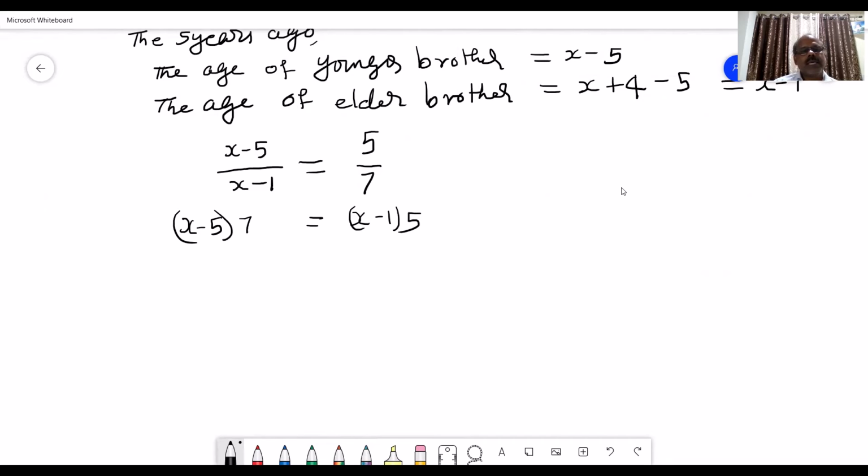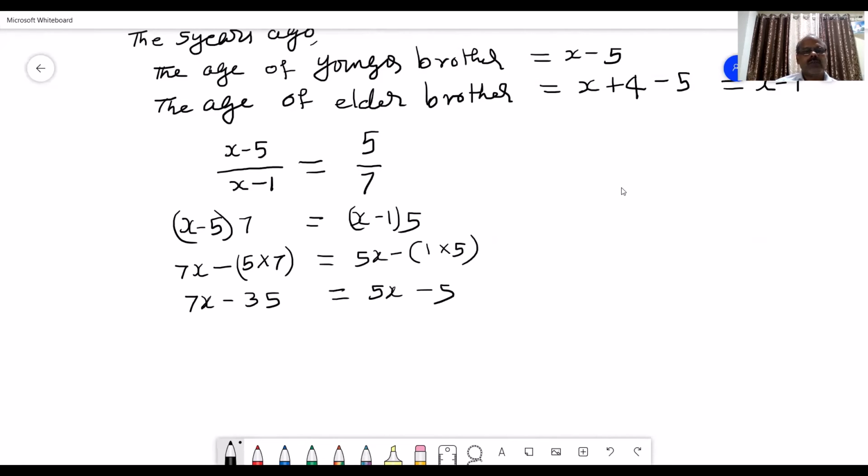Then when we multiply, it will come 7X minus 5 into 7, which is 35, equal to 5X minus 1 into 5. So this will become 7X minus 35 equal to 5X minus 5.